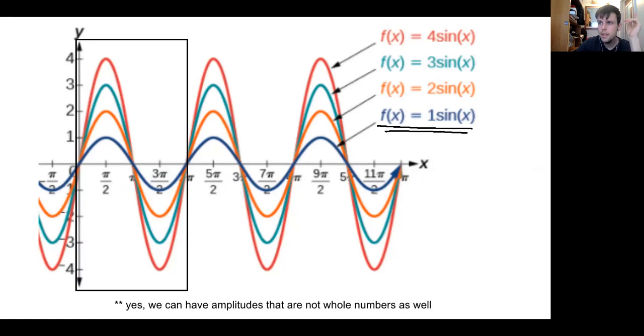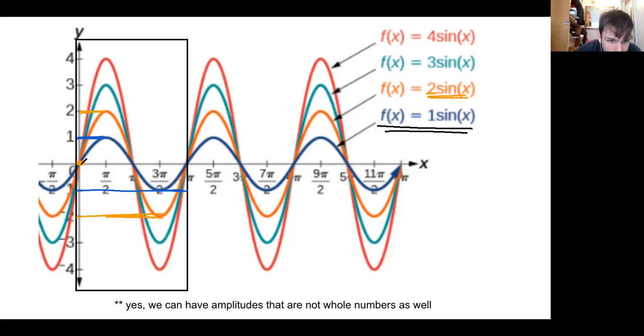So the blue one is our basic sine curve with an amplitude of 1, right? You can see it goes up to 1, and it goes down here to -1. And as we look at the different equations, we can see the amplitude changes and how it causes the graph to go higher and lower around our midline. So second one has an amplitude of 2. That's the orange one here. It goes up to 2 and down to -2.